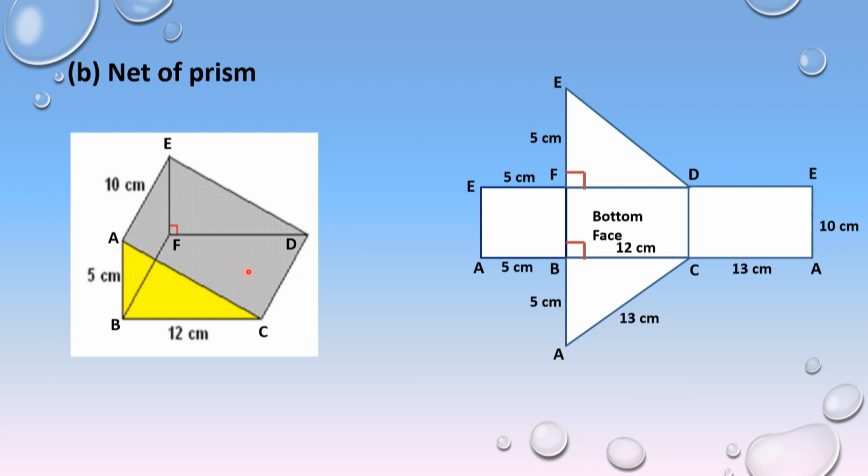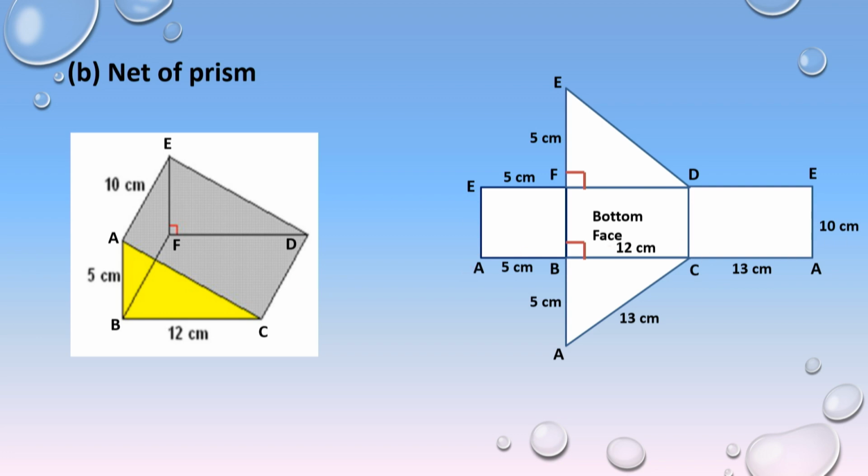Then we have the bottom face, which is here, BCDF. So BC is going to be 12 centimeters and CD is going to be 10 centimeters, same as AE in this diagram. You can see here. Then we are going to have a rectangle ABFE. So this is the rectangle here, ABFE, with dimensions 5 for EF, 5 centimeters, and AE, 10 centimeters.